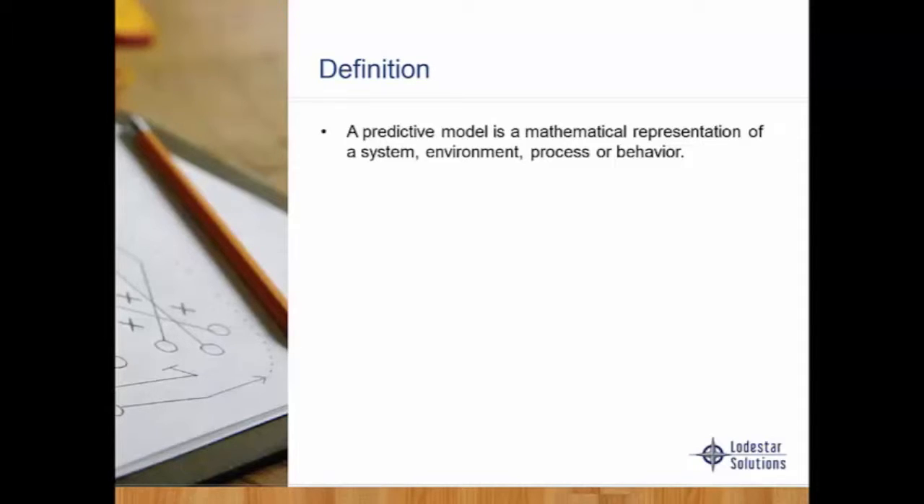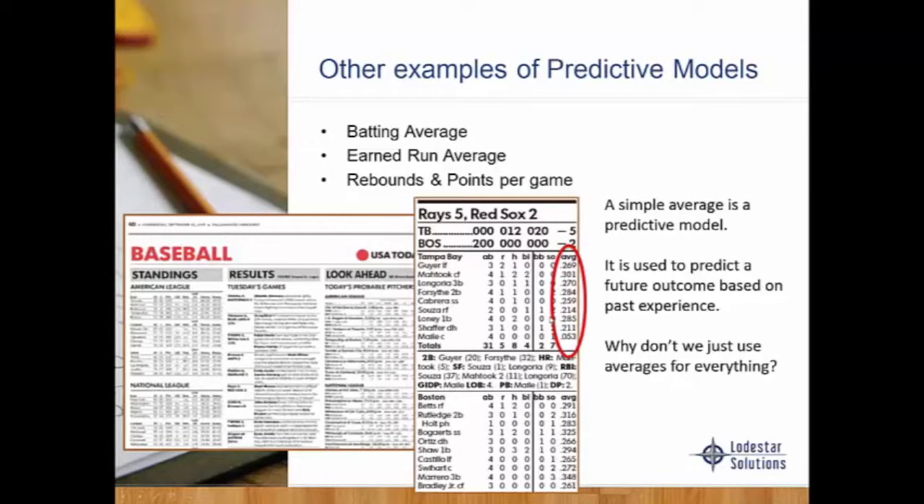Let's take a look at a couple of additional examples of predictive models. So, batting average. Any kid who's played baseball knows what a batting average is. You look at how well a guy hits. The earned run average is a measure of the capabilities of a pitcher, how good they are. We use it to compare different entities. How many rebounds and points per game, if you like basketball.